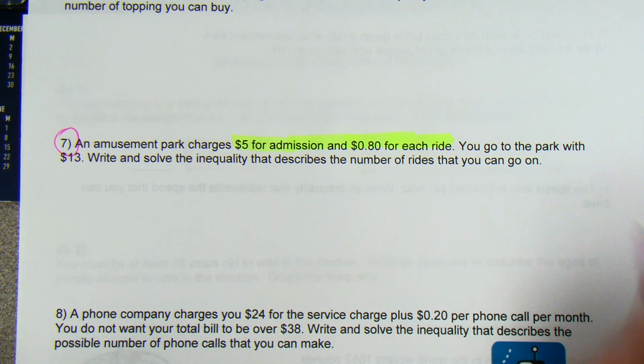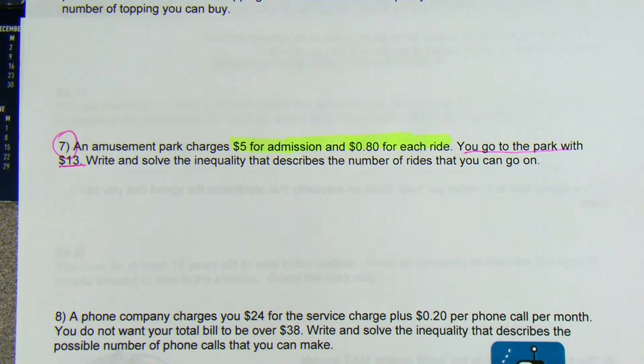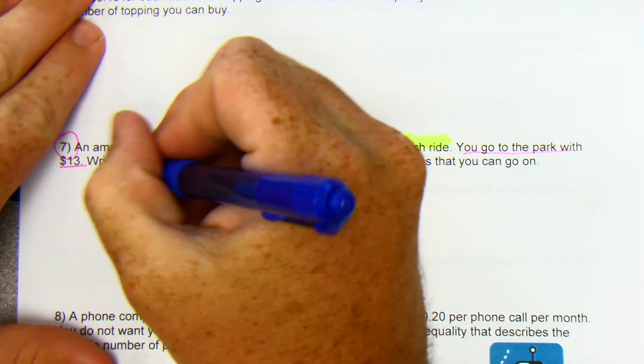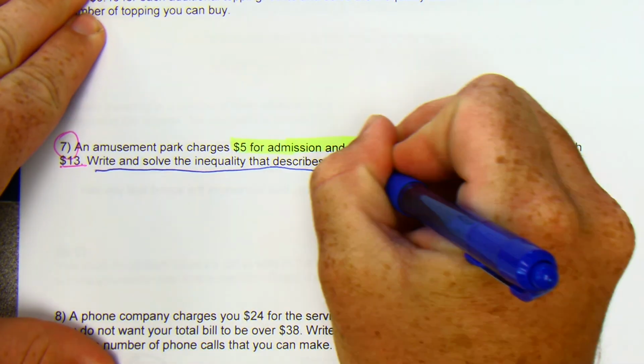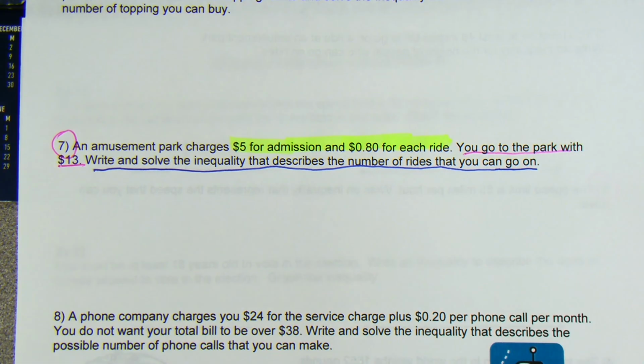So you go to the park with $13. Then in blue, I'm going to underline what it wants us to do. Write and solve an inequality that describes the number of rides you can go on. So we're going to write an inequality that describes the number of rides we can go on, and then we're going to solve it.